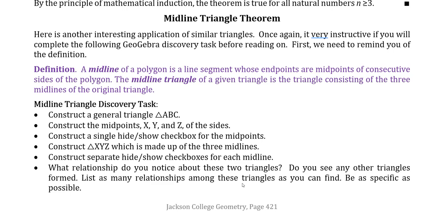In GeoGebra, construct a general triangle ABC, construct midpoints X, Y, and Z of the sides, construct a single hide/show checkbox for the midpoints, construct triangle XYZ, which is made up of the three midlines, construct separate hide/show checkboxes for each of the midlines. And then what relationship do you notice about these two triangles? Do you see any other triangles form? List as many relationships among the triangles as you can find and be as specific as possible. And of course, test your conjectures out.